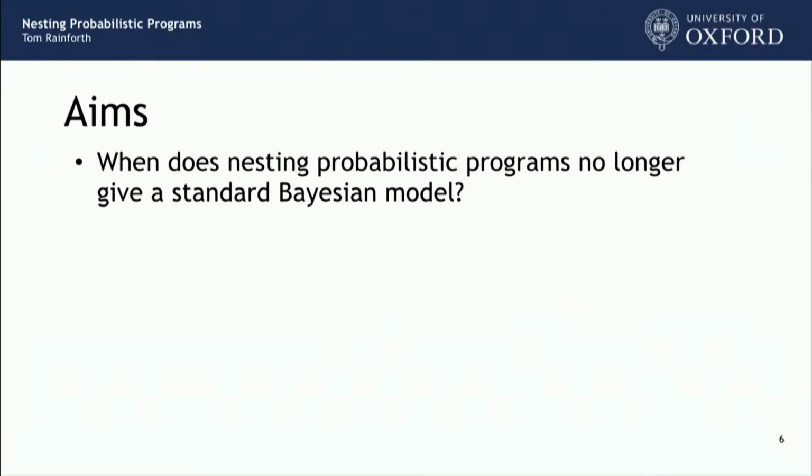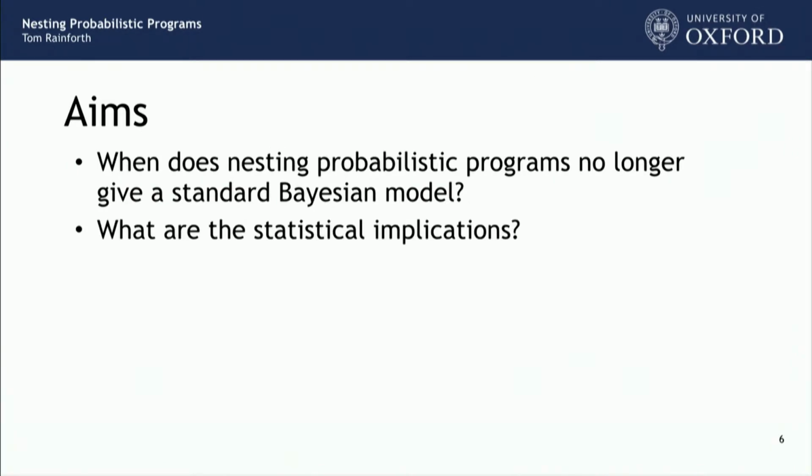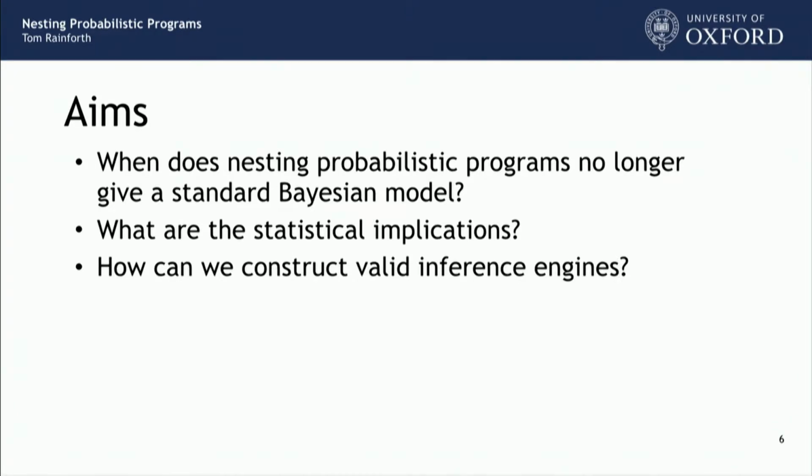So what aims might we have to look here? One of the first things we might want to say is, what problems are nested expectations? So we've shown that nesting probabilistic programs can allow us to do nested expectations, but when will this happen? What are going to be the statistical implications if we have nested expectations? Are they going to be just like normal expectations, or are they going to behave a bit differently? And if they do behave a bit differently, how might we construct our inference algorithms in a valid way so that we still get valid inference, ideally without having to uproot our current systems?